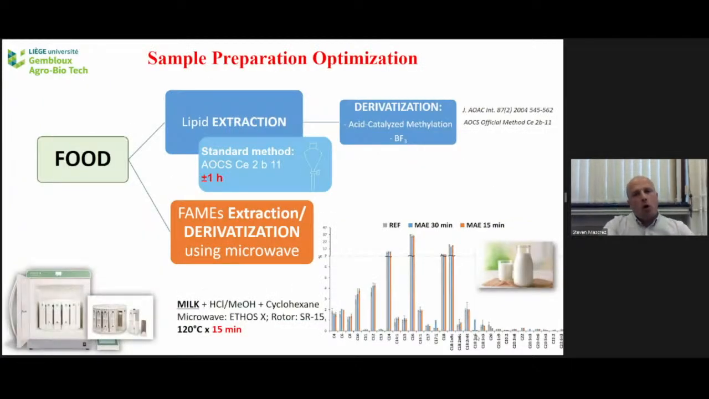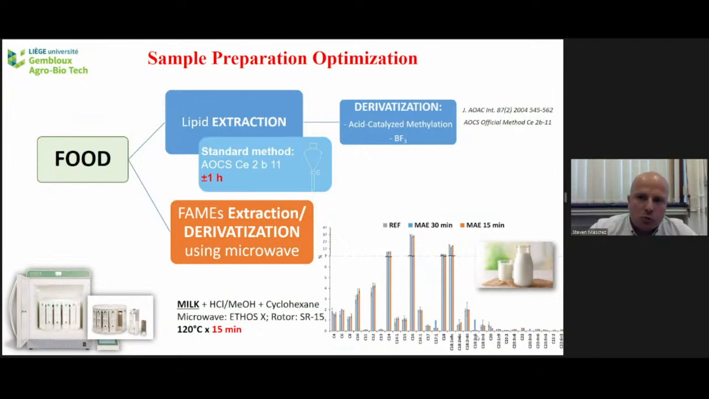So now more about the method. As reference, we use the AOCS method for the lipid extraction using chloroform and methanol, and then the methylation using BF3. The conditions we use do extraction and derivatization in one pot, which is also important, using microwave. As a reagent, we use HCl in methanol, and as extraction solvent, cyclohexane, which is a bit greener, let me say, than hexane.